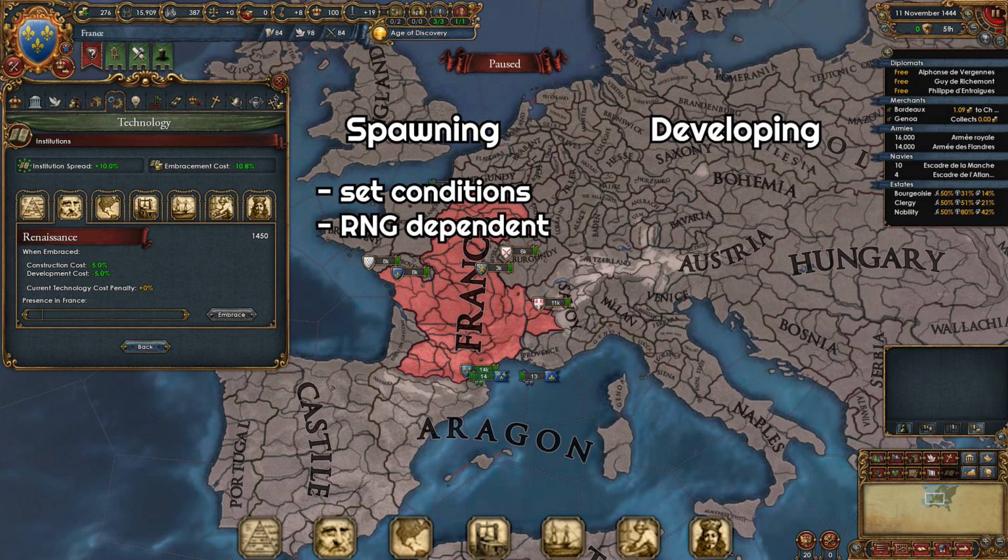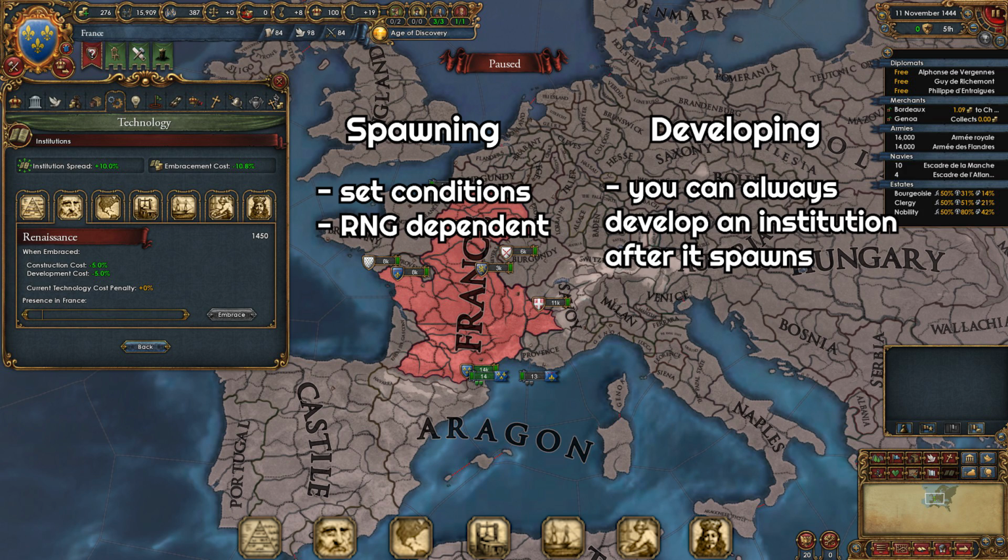An institution spawns when certain set conditions are met, and we will look at those conditions in a bit. These conditions are very specific and somewhat RNG dependent, so there's a chance you won't spawn an institution. However, you can always develop an institution, and we will talk about developing institutions later in this video.